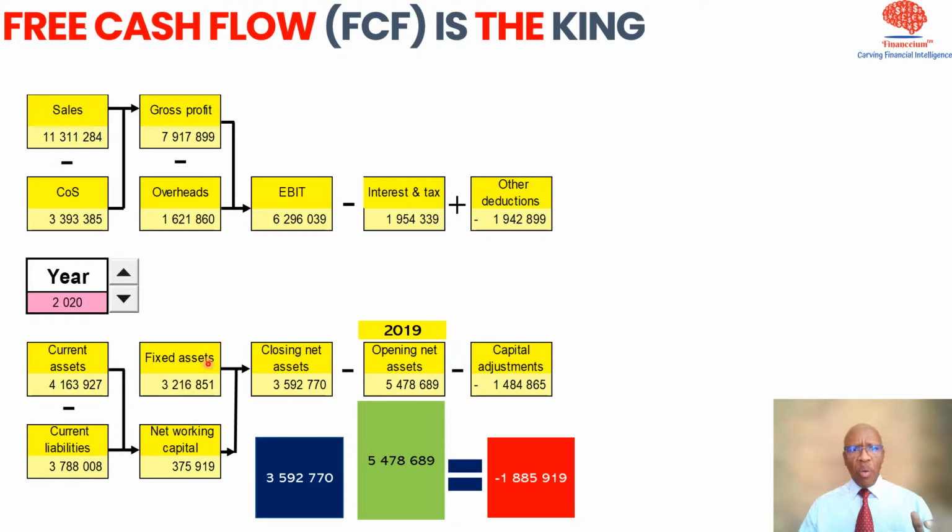Now, once we've done that, maybe let's just proceed here on the balance sheet. Now, the closing net assets for this particular year, 2020, here is 3.59. You've just seen there, and we've added this too. But the opening net assets that we brought forward from 2019 was sitting at 5,478,000.